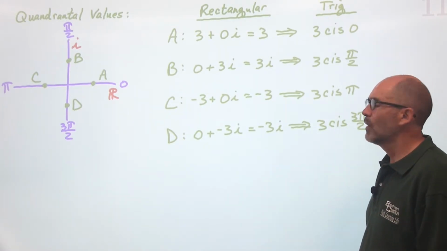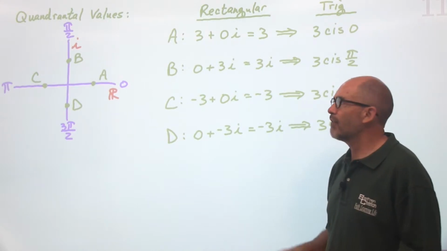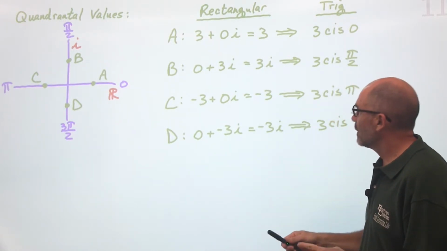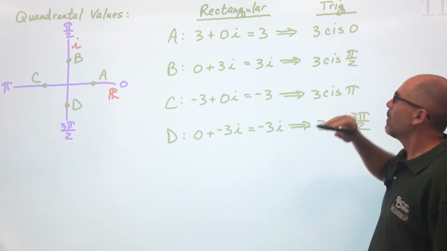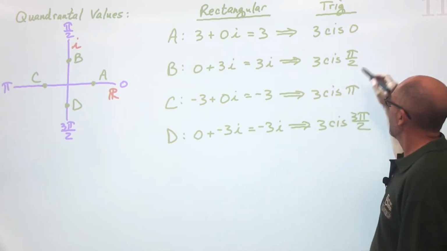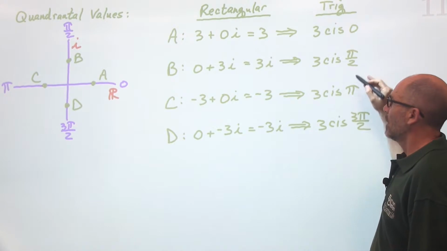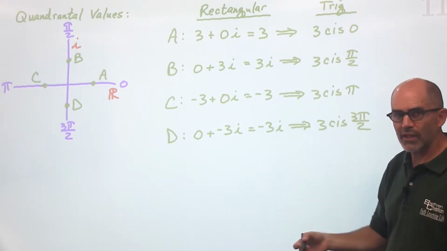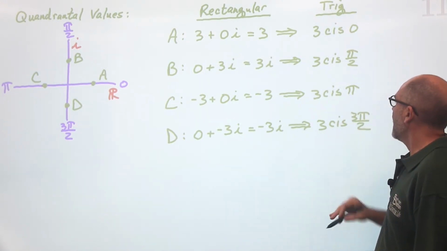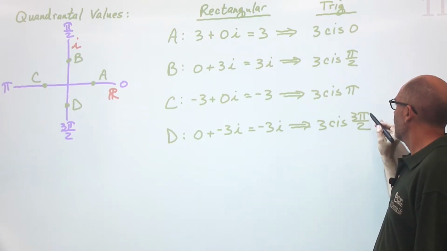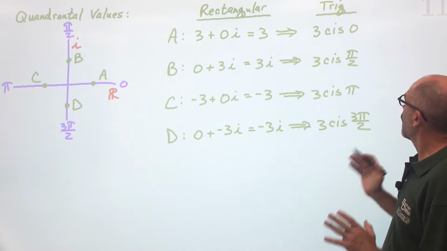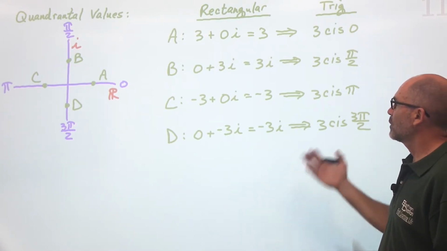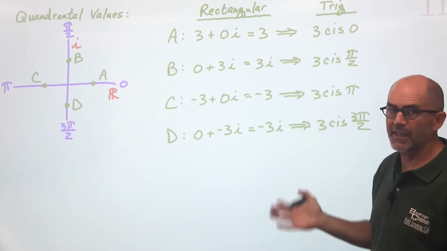So if you have positive real, it's cis 0. Positive imaginary is cis pi over 2. Negative real is cis pi, and negative imaginary is cis 3 pi over 2. So you don't have to do cosine plus I sine, you just remember what angle we are dealing with here.